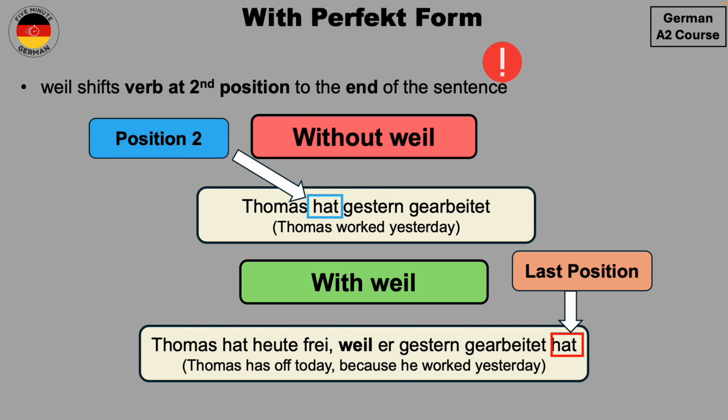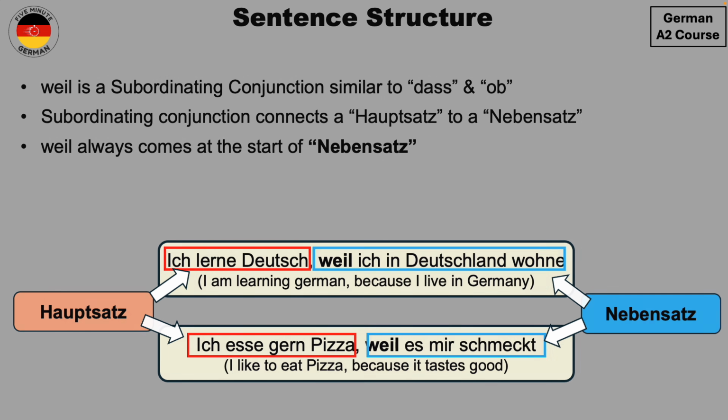So in case of perfect, the rule is the same, that the verb at the second position goes to the end of the sentence. Now I want to give you one more piece of information before we move on to denn. So I hope that you remember this slide which we saw earlier about Hauptsatz and Nebensatz.